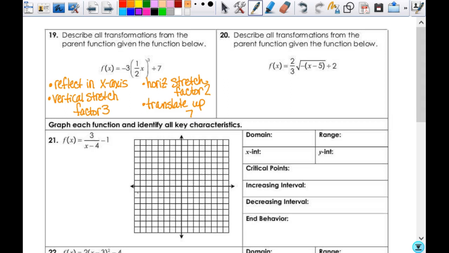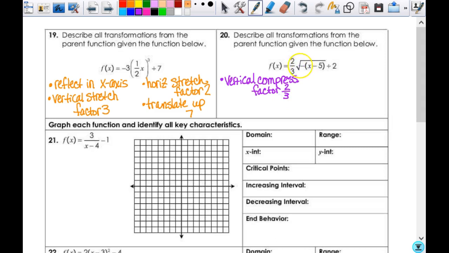All right, so now I'm going to describe all of these transformations. So again, I'm going to start from the left. This is on the outside of the square root, so that means it's affecting me vertically. This is less than 1, not just because it's a fraction, but because it's less than 1. It is a vertical compression by a factor of 2/3.